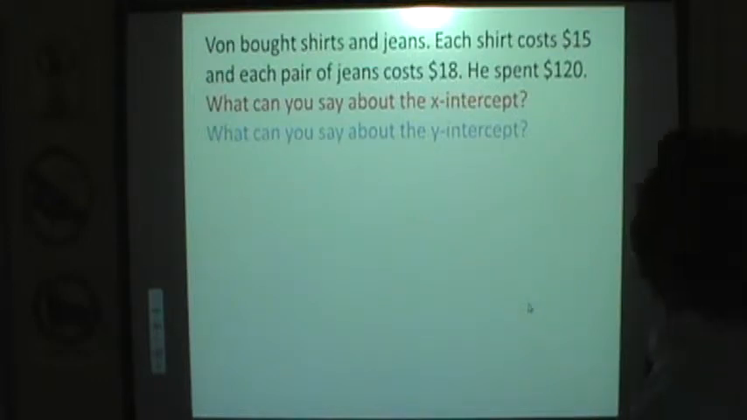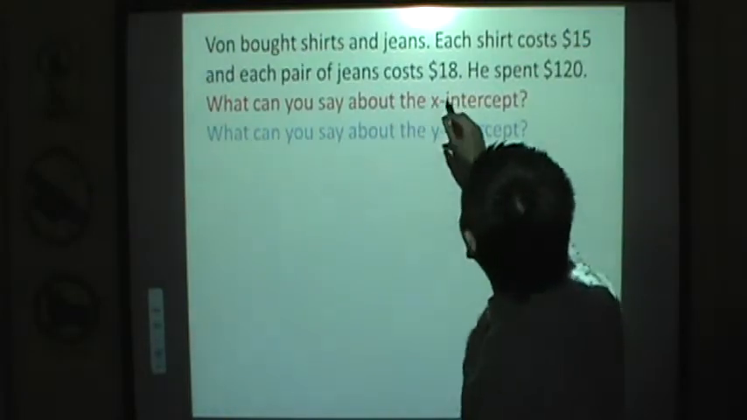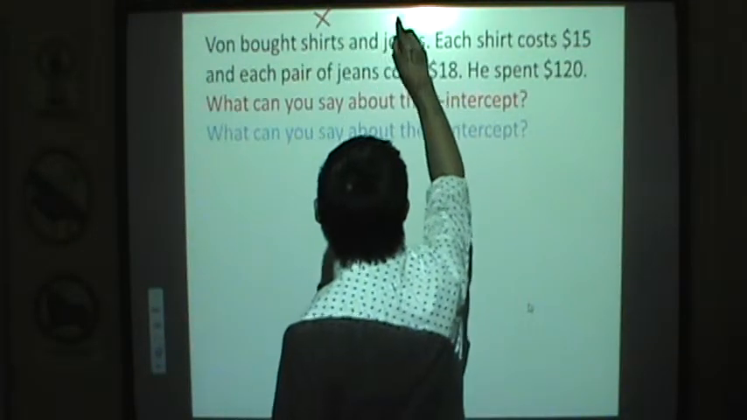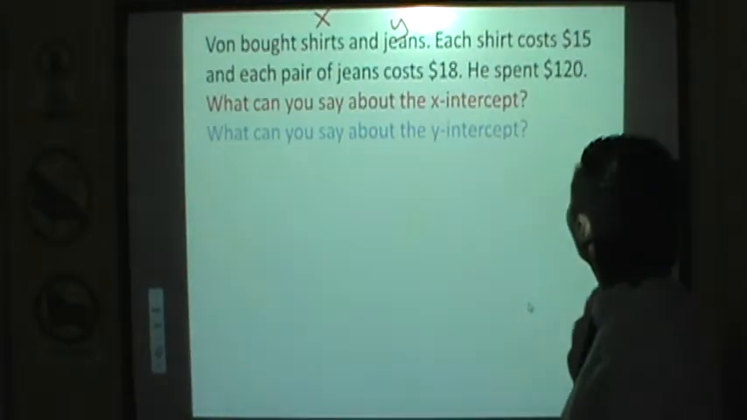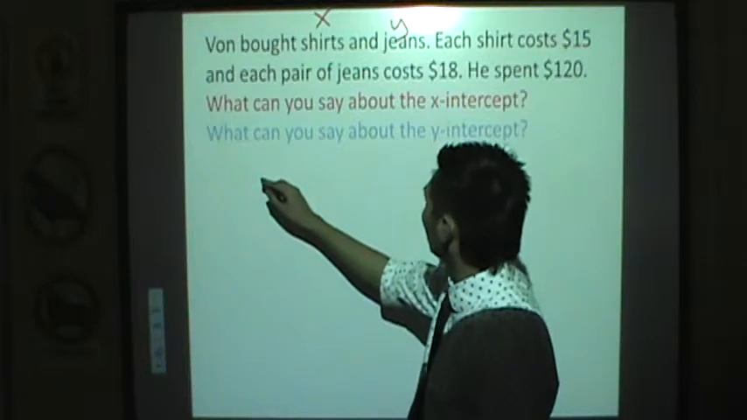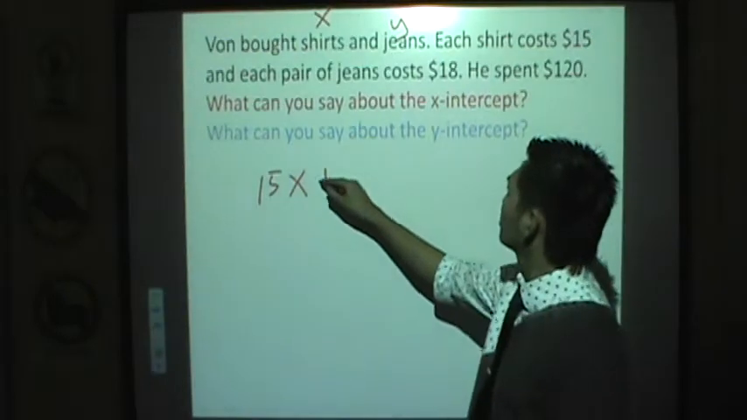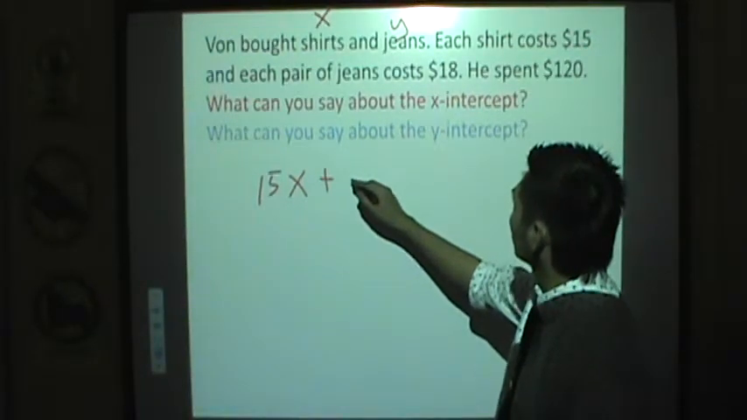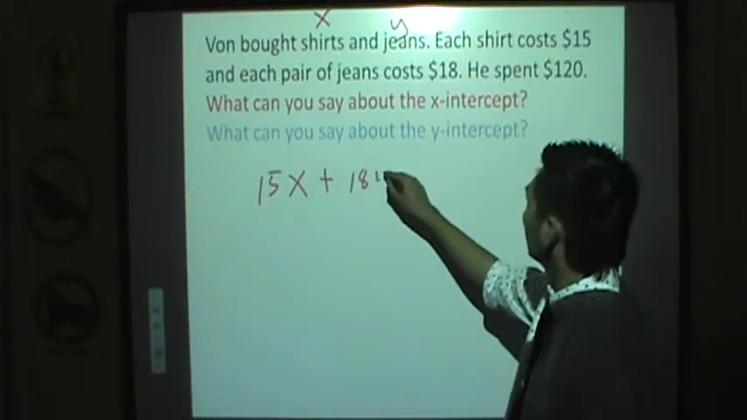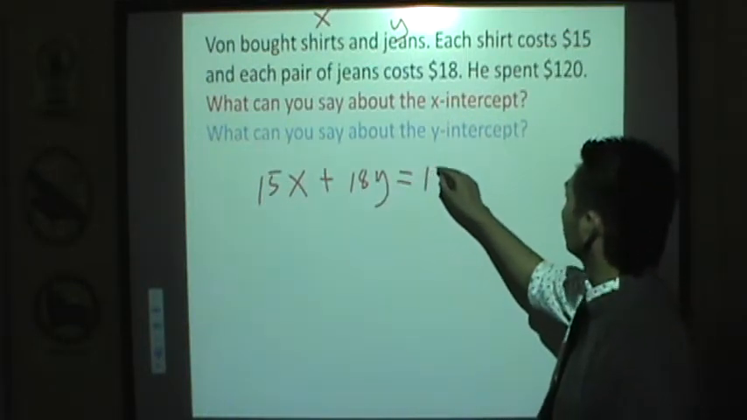Vaughn bought shirts and jeans. Each shirt cost $15 and each pair of jeans cost $18. He spent $120. What can you say about the x-intercept? What can you say about the y-intercept? So let's do it. Let's represent shirts as x and jeans as y. So each shirt cost $15 plus each jeans cost $18 equals he spent $120.